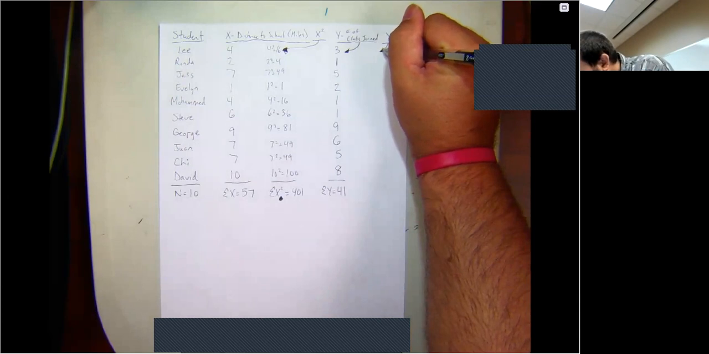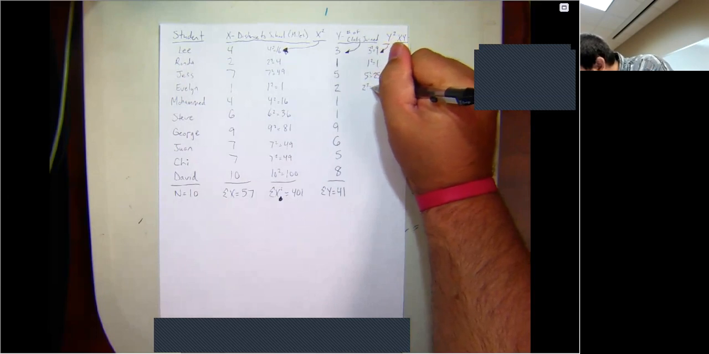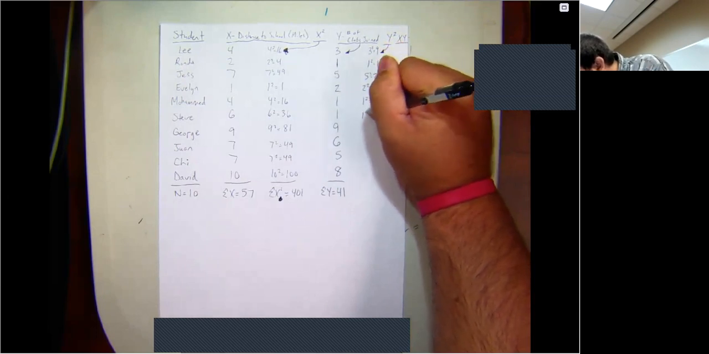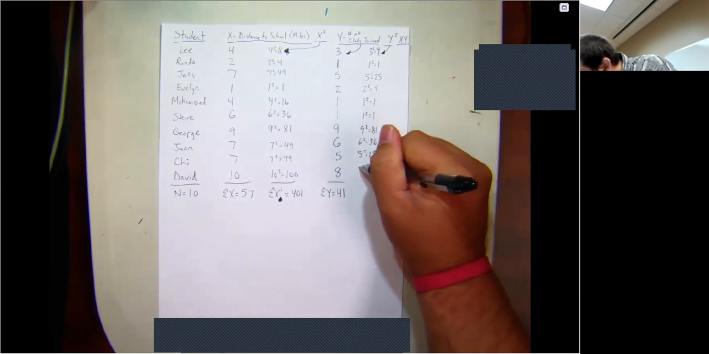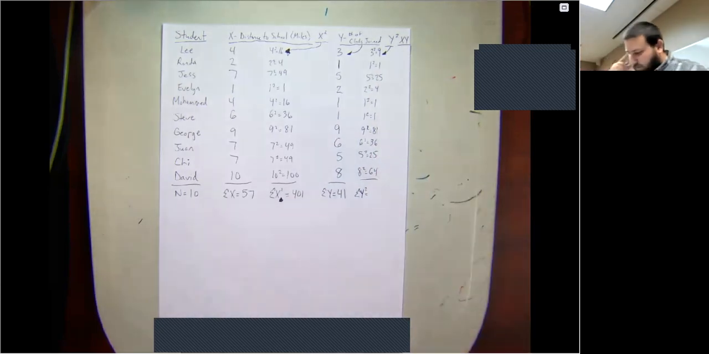Sum of Y squared. Try to put these here. 3 squared is 9. 1 squared is 1. 5 squared, 25. 2 squared, 4. 1 squared is 1. 1 squared is 1. 9 squared is 81. 6 squared, 36. 5 squared, 25. 8 squared, 64. So the sum of the Y squared is equal to the total of that column, which is 247.